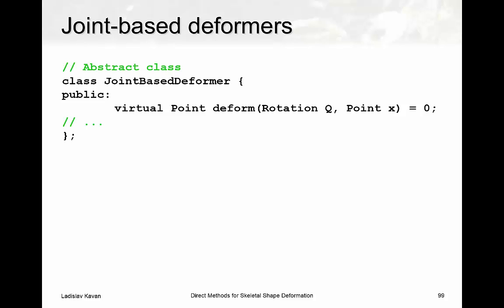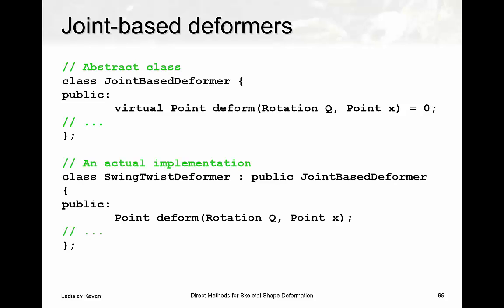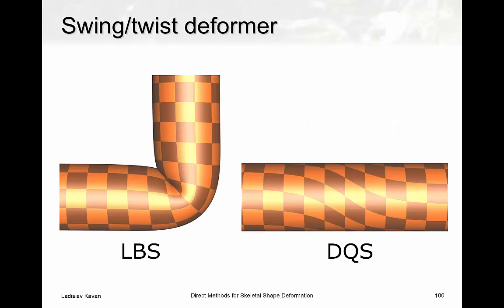But so far the joint-based deformers are an abstract concept. I didn't give you any specific algorithm. If you think in C++, this is like an abstract class, the joint-based deformer. So what I still owe you is an actual implementation. One good implementation is a swing twist deformer. Why is it good? Because I think the swing twist deformer is the simplest deformer which avoids both the linear blend skinning candy wrapper artifacts and the dual quaternion bulging problems.